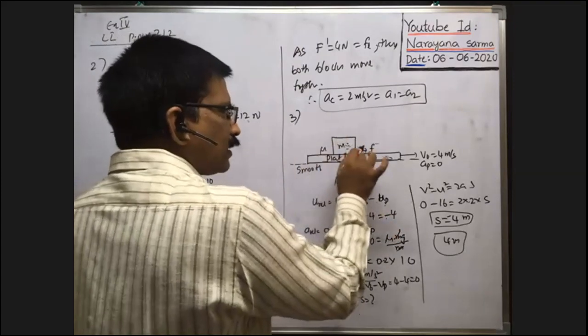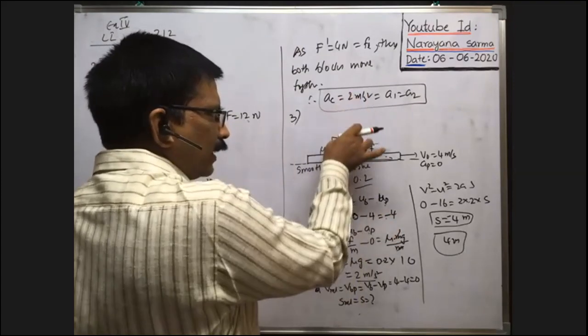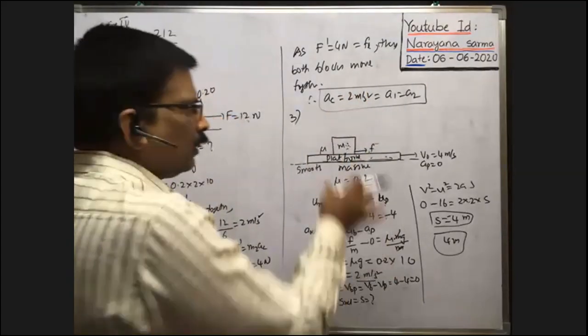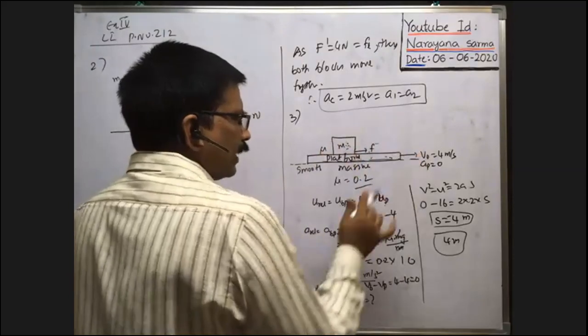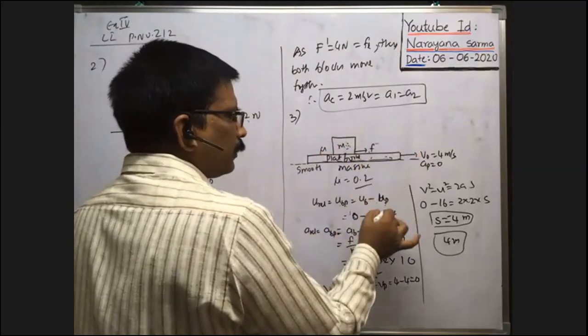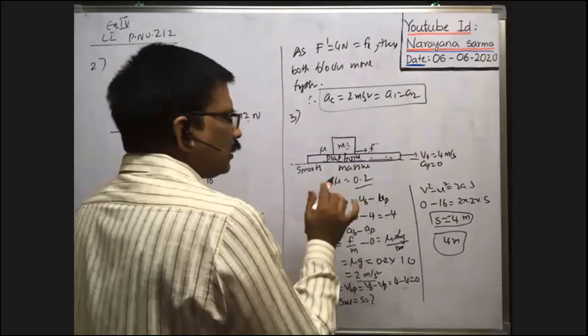Initially, along this direction, it has no velocity because it is kept like this. All of you look at the board. The block is kept over the platform. That's why initially the block has no velocity along this direction, minus the velocity of the platform, which is 4. So minus 4 is the initial relative velocity.